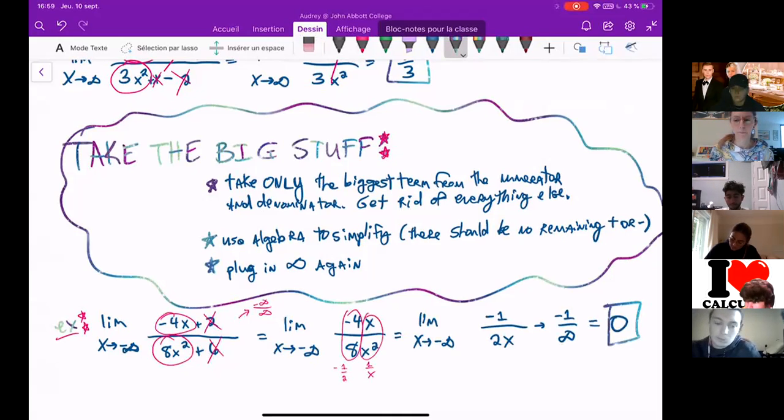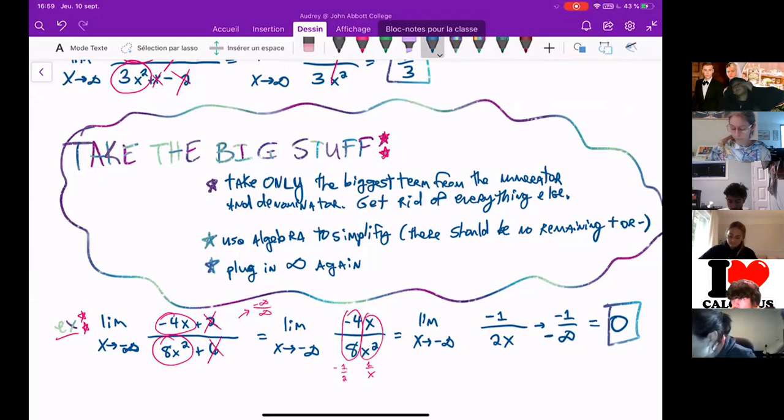Yes. When you replace 2x with infinity, wasn't the limit for negative infinity? Yeah, that should be a negative there. You're right. Negative. My bad. It doesn't change the answer, but you're right. Thank you.